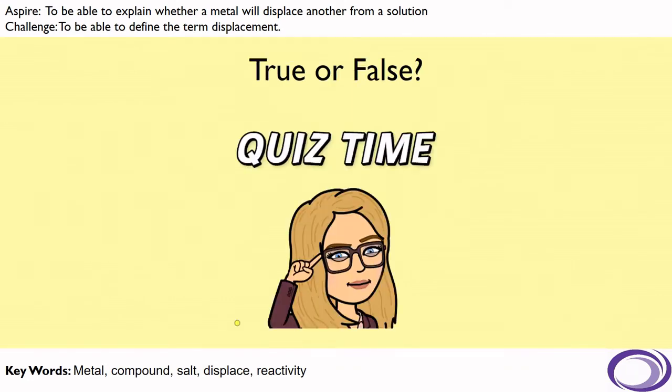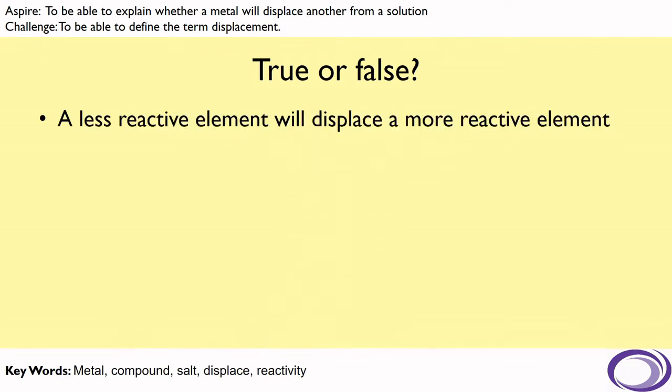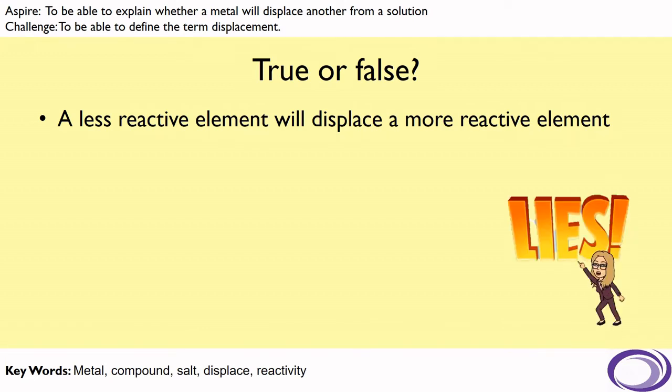So we're going to do a little quiz to check your understanding of everything so far. It will be a true or false quiz. I'll read the statement, pause for you to think of your answer, and then reveal whether that was true or false. So the first one: a less reactive element will displace a more reactive element. And that is false. It's a more reactive element that will displace a less reactive element.